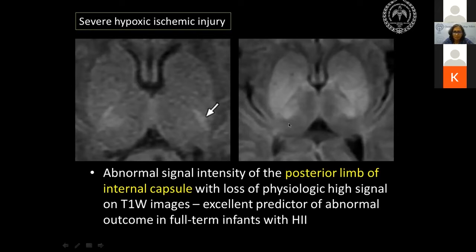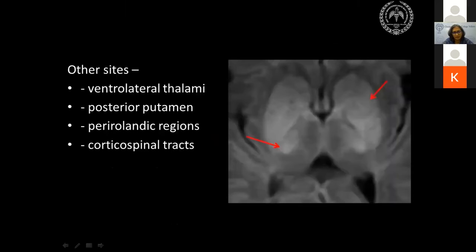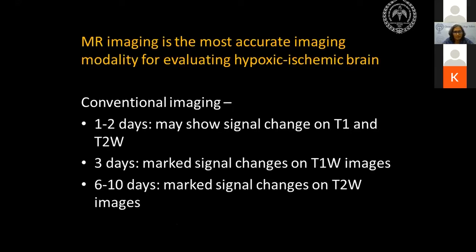This image is normal and this is abnormal. In the abnormal image, you can see extensive hyperintensity in the basal ganglia and in the ventrolateral thalami, with loss of the T1 hyperintense signal in the PLIC. So the other sites, like I mentioned, in a full-term neonate which can be affected are the ventrolateral thalami, the posterior putamen, the perirolandic regions, and the corticospinal tracts. MR imaging, as you have seen, is the most accurate imaging modality for evaluating the hypoxic ischemic brain.